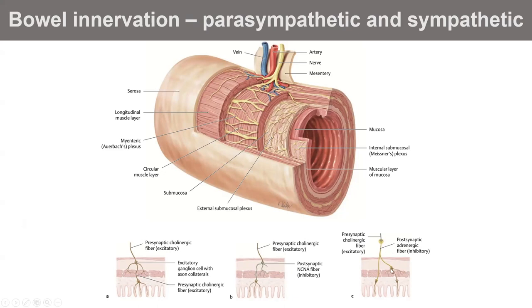and they are inhibiting the intestinal motility. And here it's showing the sympathetic fibers, which are not that many in number in the wall of the intestine, in the muscular part. And the postsynaptic adrenergic fiber usually inhibits the motor and secretory neurons in this plexus. So this is regarding the intestine innervation and the effect of the parasympathetic and sympathetic, which is called the enteric system.